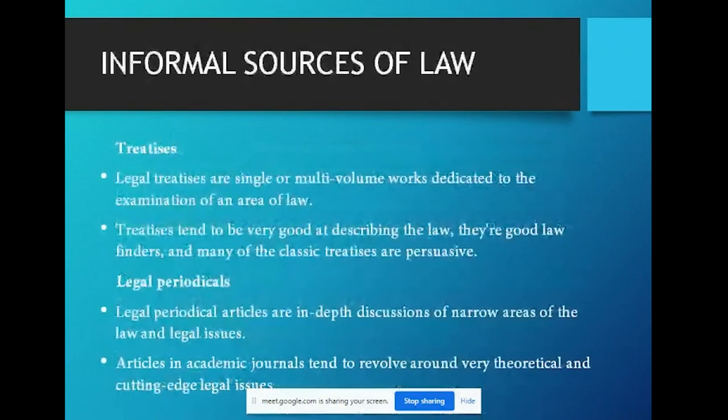Then coming to the end, discussing the informal sources of law. They are the treatises, legal periodicals, legal encyclopedias, law commission reports, and legal dictionaries. The treatises are single or multi-volume works dedicated to the examination of an area of law. And the legal periodical articles are in-depth discussions of narrow areas of law and legal issues. And the legal encyclopedias are immense sets of books that briefly describe all the main legal issues for a particular jurisdiction.